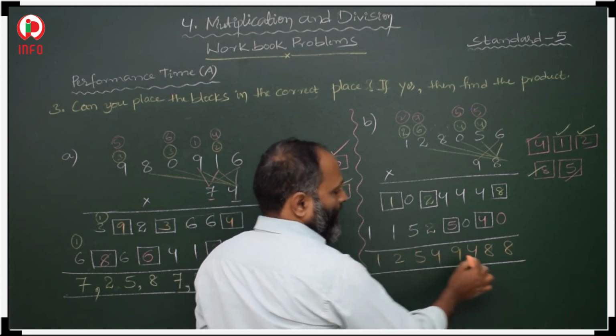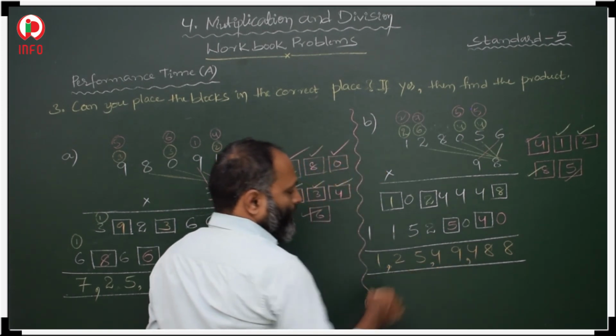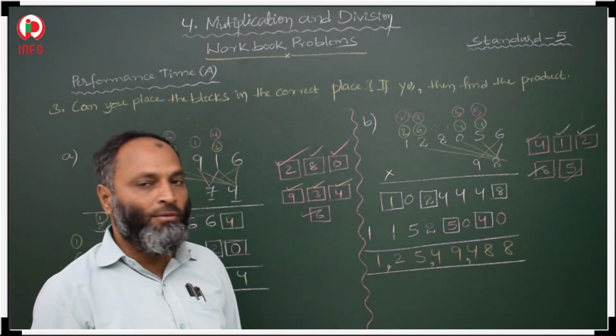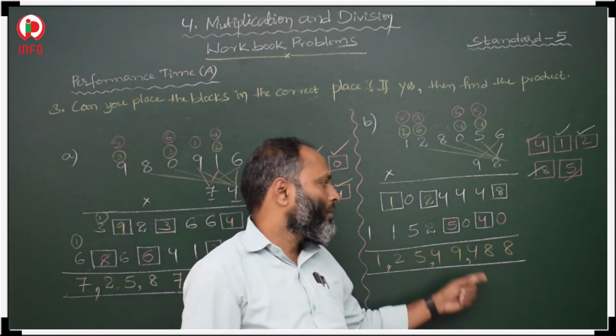This is 1. Now you keep commas. 1 crore 25 lakhs 49,488. This is your answer. Okay.